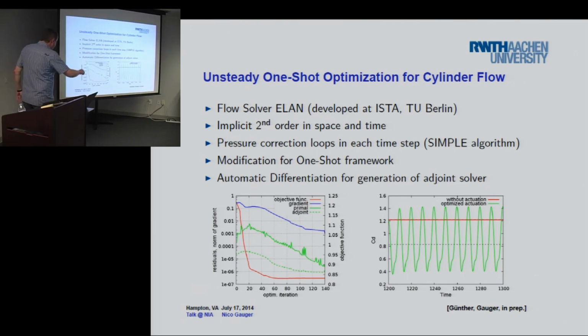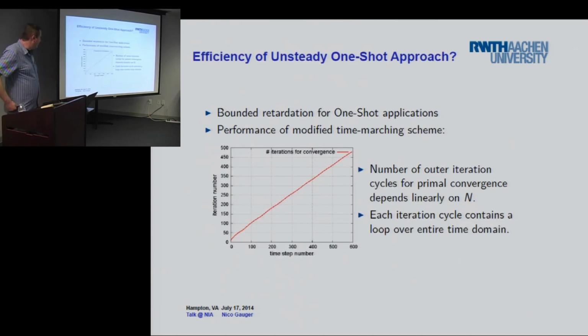This is the cost function. This is the norm of the gradient, primal and adjoint, and this is the initial drag and the mean drag after optimization. It works, but now comes the intermediate bad news. It's bounded retardation still, but dependent on the resolution of the physical time space. So this capital N, I have a linear dependence in the capital N.